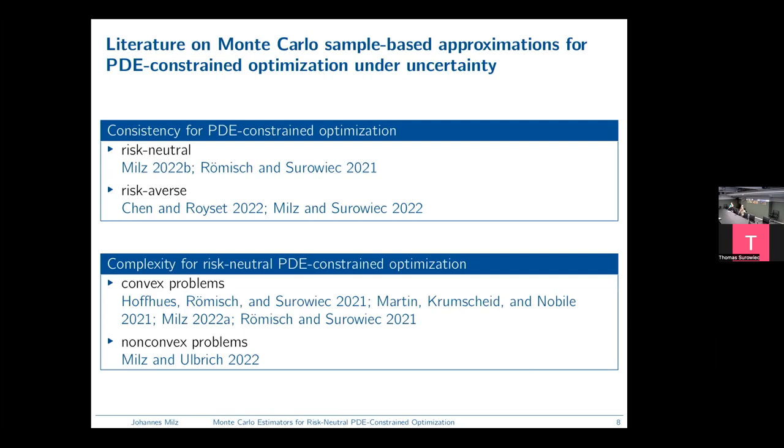And there's also work on complexity of risk-neutral PDE-constrained optimization problems. By complexity, I mean non-asymptotic statements on how large the sample size should be in order to have some accuracy guarantee, for example. But by complexity, I also mean central limit type theorems. This is what I call complexity. And here it seems the approaches so far known differ for convex problems and for non-convex problems.